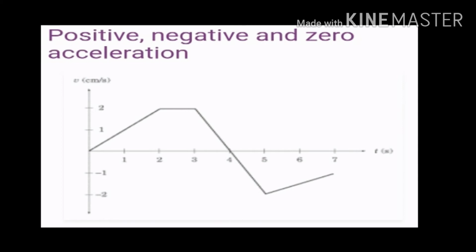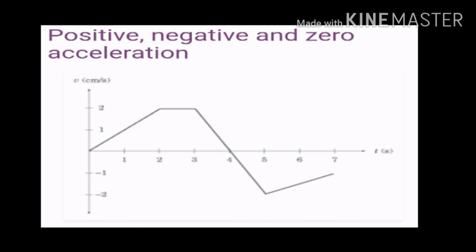Hence, the body is experiencing zero acceleration as the slope of the Vt curve in this time interval is 0. Now, between the time intervals of 3 to 5 seconds, the velocity of the body is decreasing with respect to time. Hence, the body experiences a negative value of the rate of change of velocity, as the slope of the Vt curve in this time interval is negative. So these are velocity time graphs.